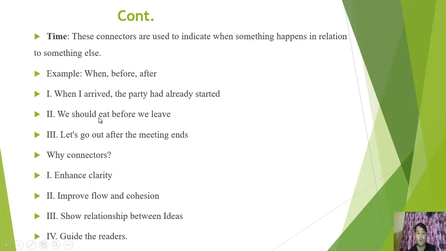Next, let us go with "before". "We should eat before we leave." So "before" is used here to indicate when something happens in relation to something else. And next, "after". "Let's go out after the meeting ends." After the meeting ends, they have to go out. So this is how the time connectors when, before, after help to make a complete meaning when rightly put in a sentence.